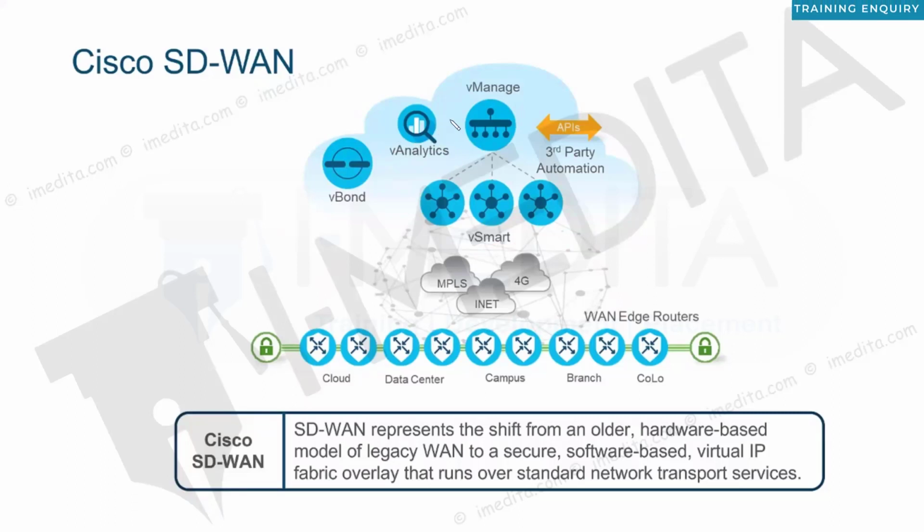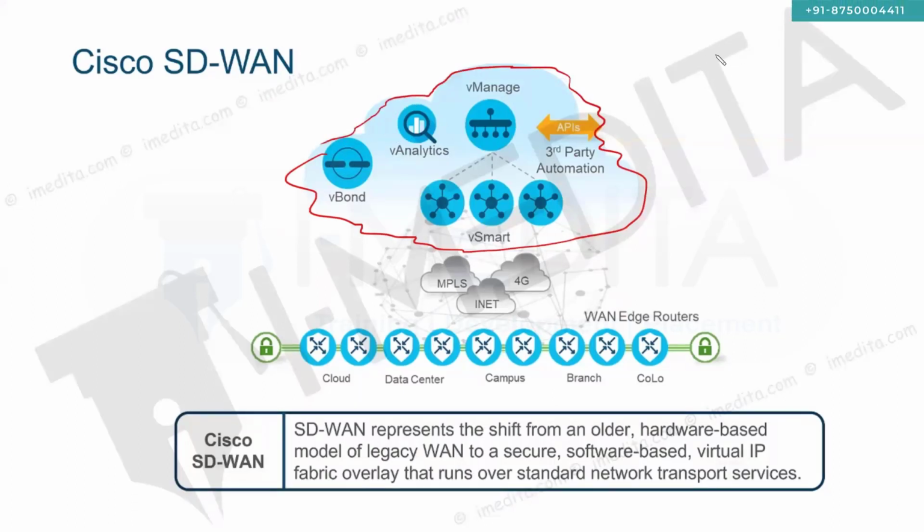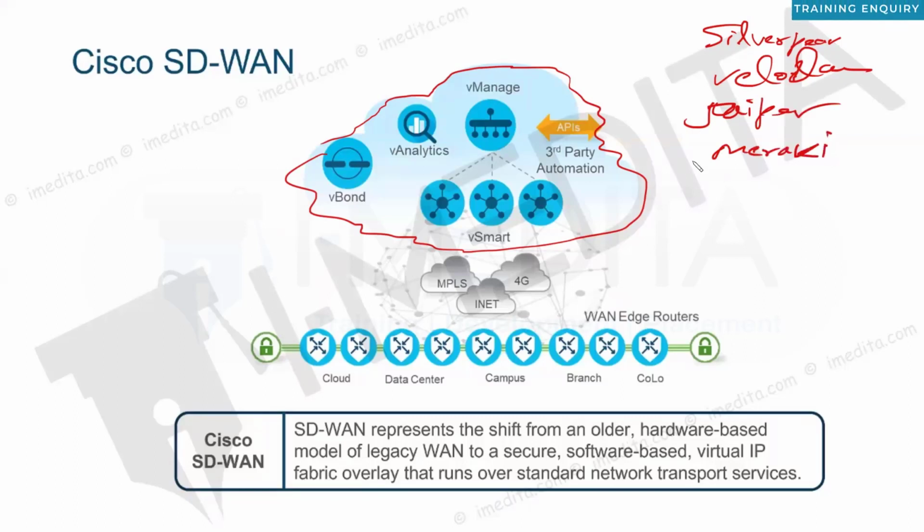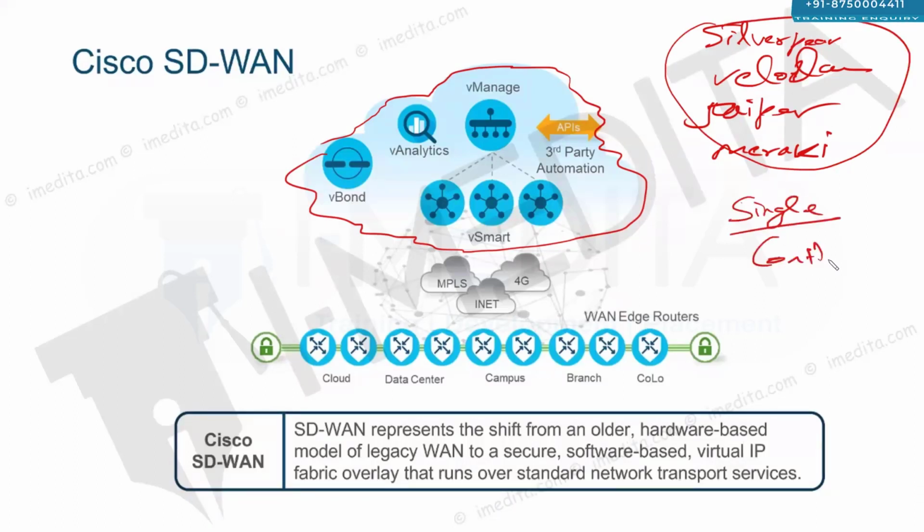The point is that in Cisco SD-WAN, we are using a distributed architecture. When I say distributed architecture, if you take an example from Silver Peak, or Velo Cloud, or Juniper, or Meraki, or many more, they have a centralized, single component or single controller doing everything, right? They have a single controller doing everything.